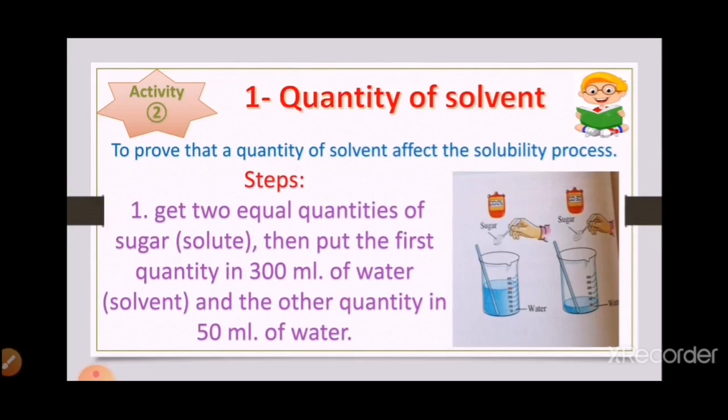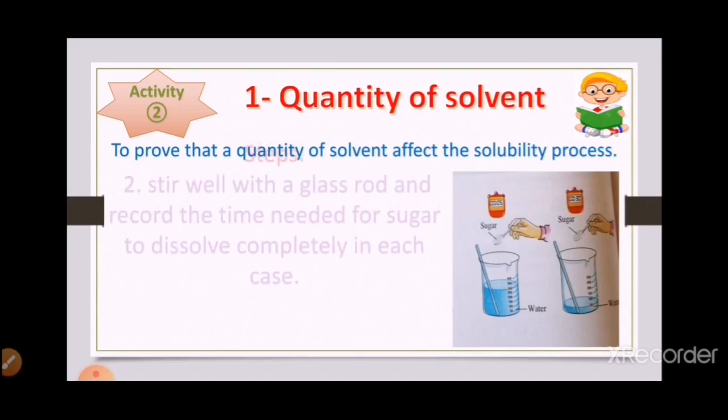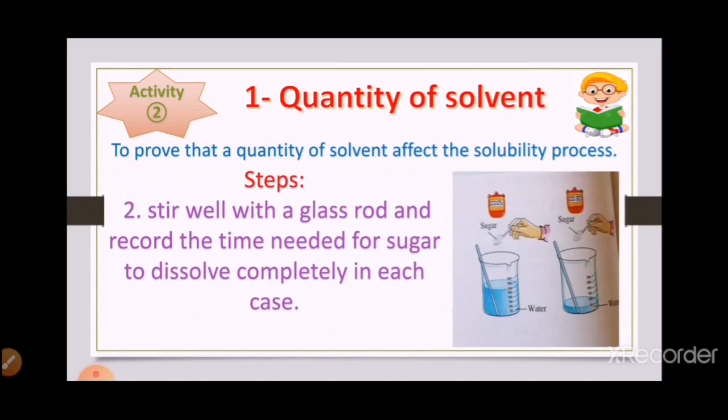We have sugar, water, 2 beakers, stopwatch, and glass rod. First step, we get 2 equal quantities of sugar solute. Then put the first quantity in 300 milliliters of water or solvent and the other quantity in 50 milliliters of water. Second step, stir well with a glass rod and record the time needed for sugar to dissolve completely in each case.